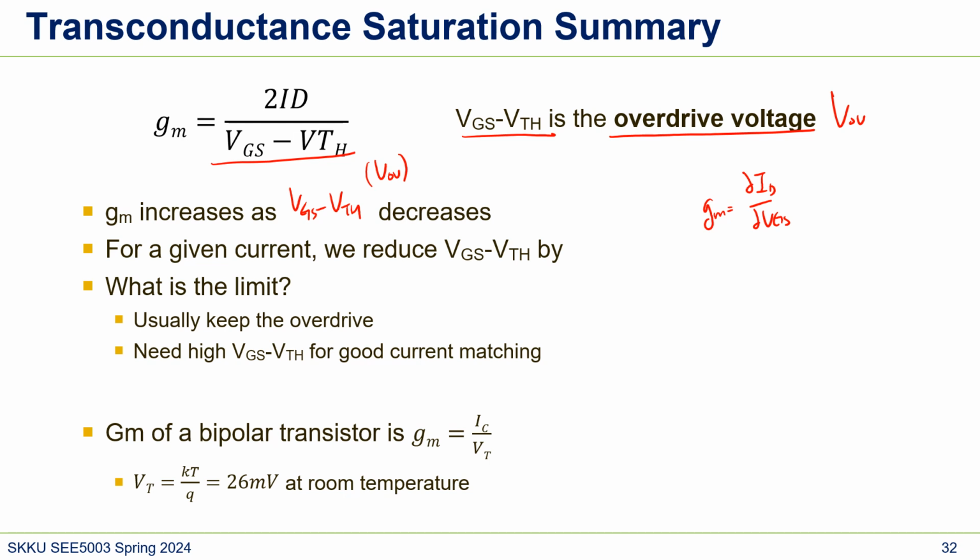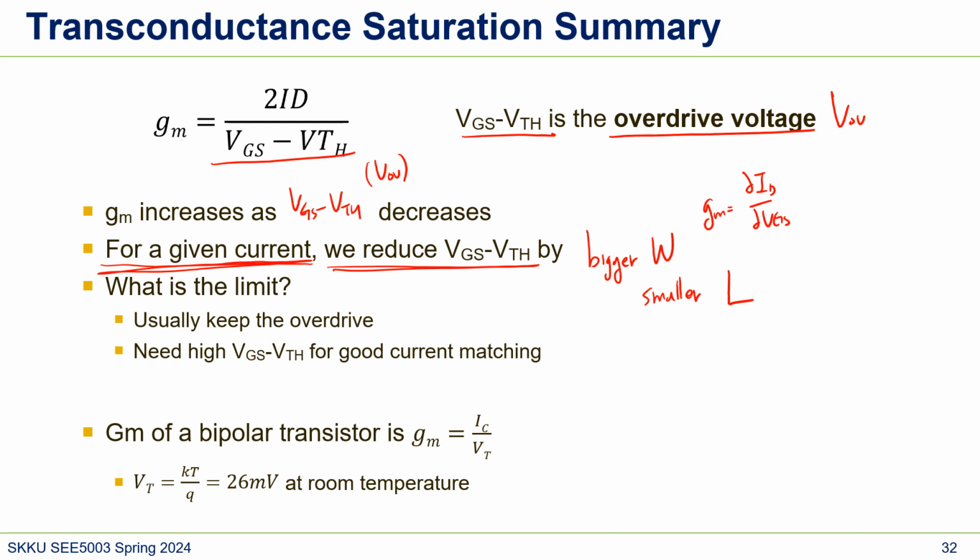Okay, let's say we want to increase GM by reducing VGS minus VTH, but we want to keep the current. How do we do it? To do so, it turns out we need a bigger W and a smaller L. So we have to change the design, I mean, change the design parameters.